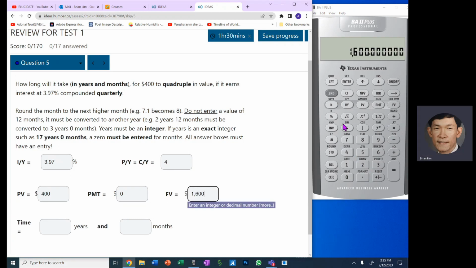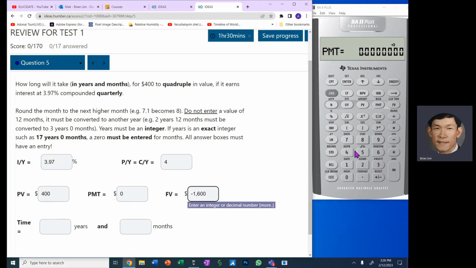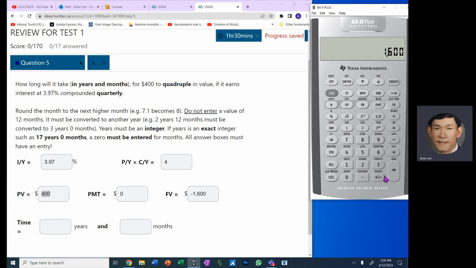Okay, so let's continue the entries. We have the I/Y value in there. The present value is 400, so let's put that in, 400 present value, 0 for the payment. And we should put the future value in as negative. Why? Because the future value has to have the opposite sign to the present value. Or we could put the present value in as negative. Either decision will work. So let us now compute n.